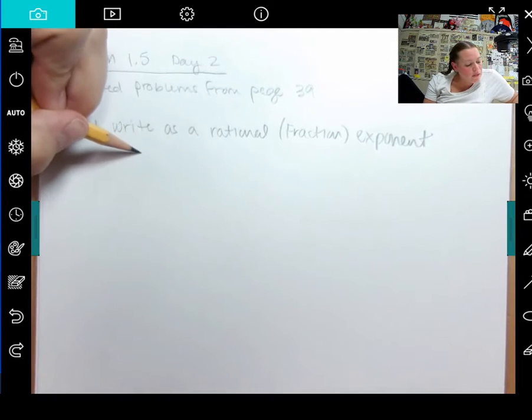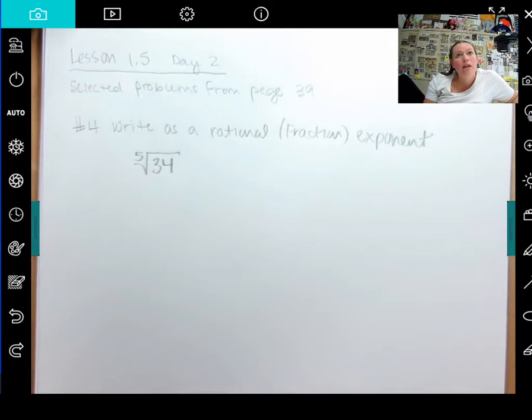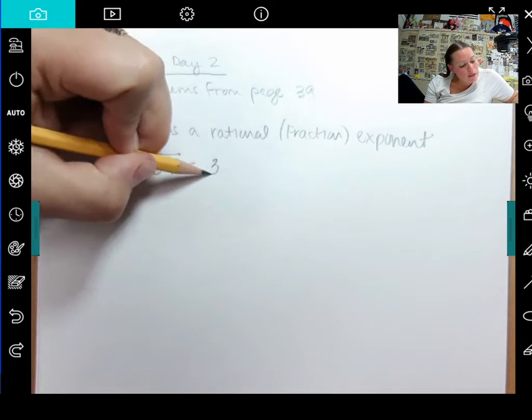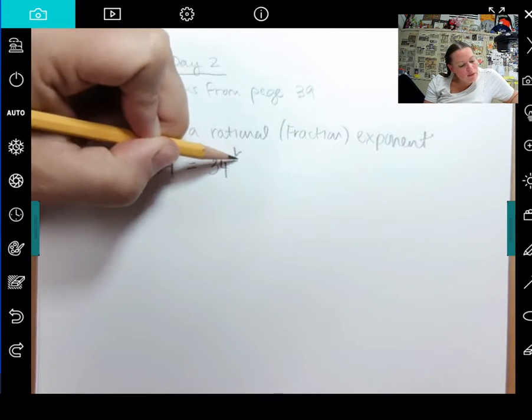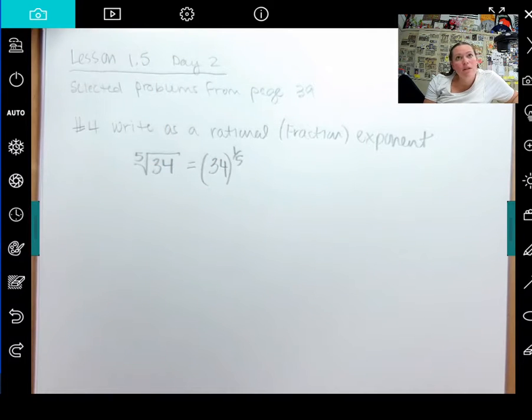Number 4 gives us the 5th root of 34. And we're asked to write it as a rational exponent, which just means a fraction. So how would we write 34 with a fraction exponent? You just write 1/5. That's it. I would say it's helpful to keep that base number inside parentheses so that you know it was a base number.